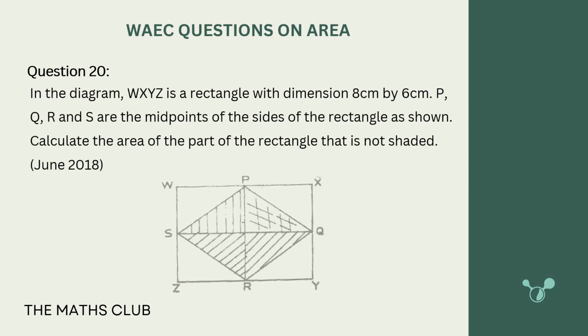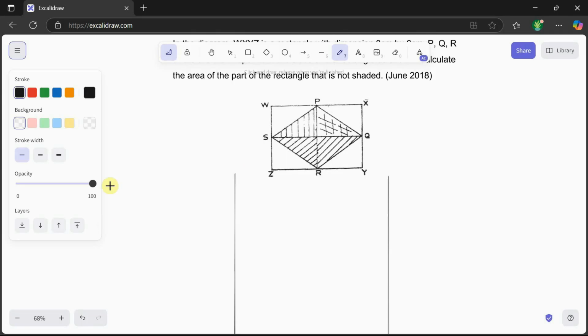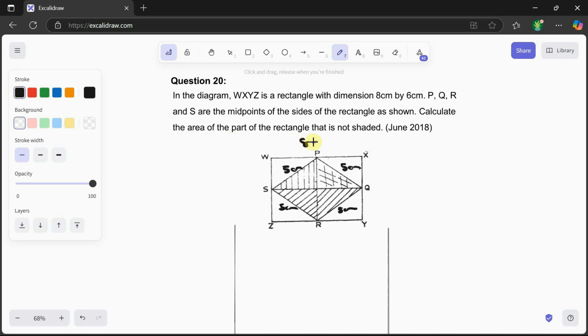Question 29 says that same question, but you should calculate the area of the part of the rectangle that is not shaded. So let's solve that. We've said that these guys here are 5 centimeter each, right? And we said that this guy is 8 centimeter, this guy is 6 centimeter. So the area of the shaded region, we have a full rectangle, so that will be area of the rectangle minus the shaded region, which is just the rhombus. So if I take the area of the rhombus from the area of the rectangle, I would have my answer. So this is one way of finding the area of the shaded region.